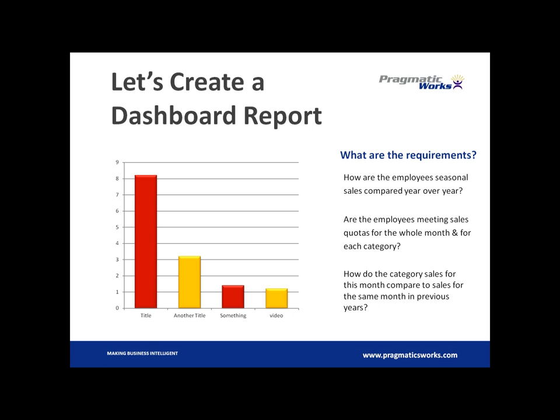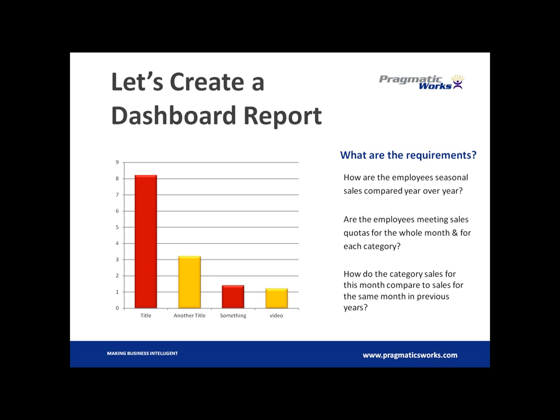So here are the questions that they need us to answer for them. One, how are our employee seasonal sales compared year over year? So we want to create a report that is going to show the line chart and the spark line chart that will display this information. We also want to know about the employees meeting the sales quotas for the month and for each category. And with this one, we want to use the matrix and embedded indicators that will display those results.